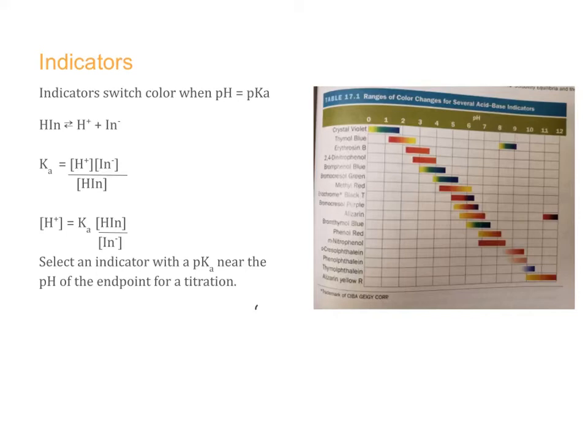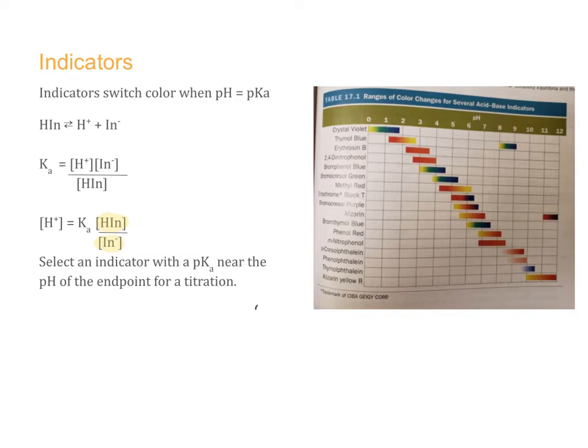This video is a short explanation of how to select an indicator for a titration. So indicators are a weak acid-base pair. They switch colors when the pH is equal to the pKa of that acid, or in that range, and it's a gradual change because the reason they switch colors is because the HIn form of the indicator and the In⁻ form of the indicator are two different colors.